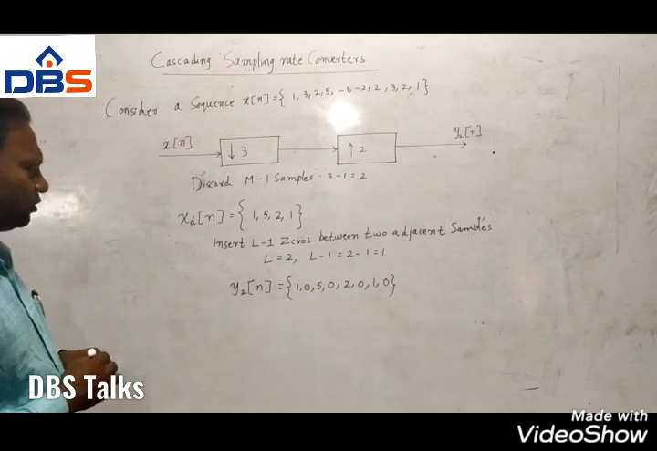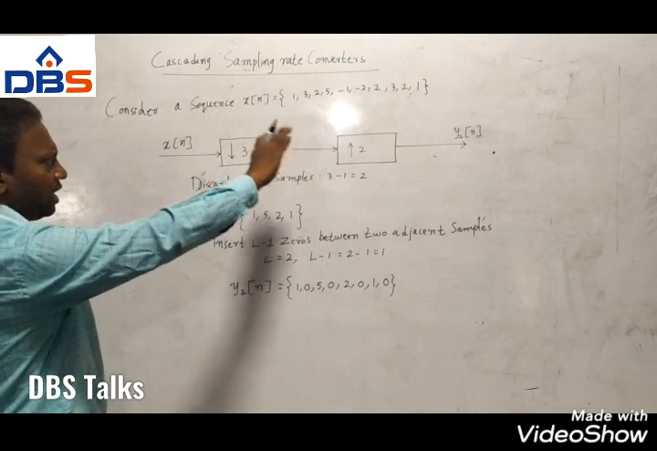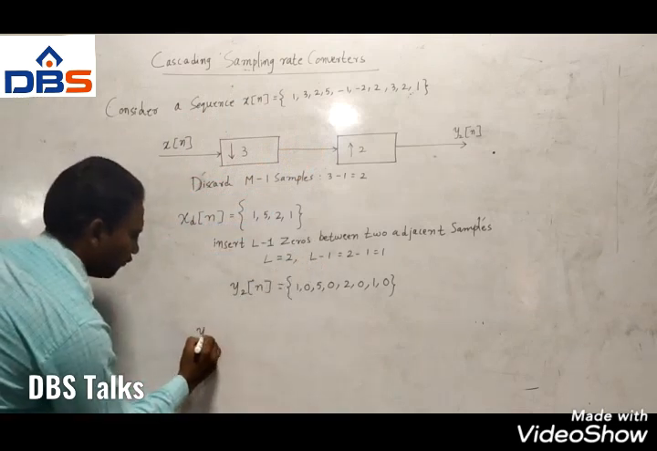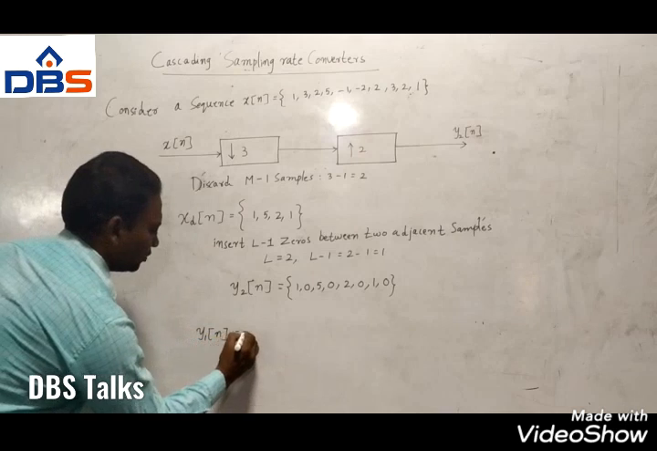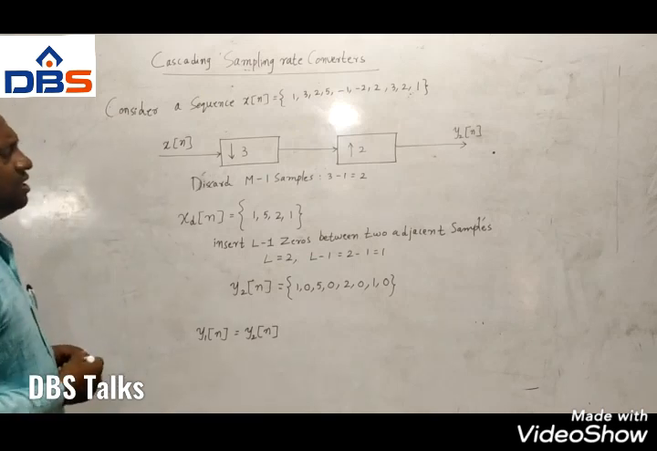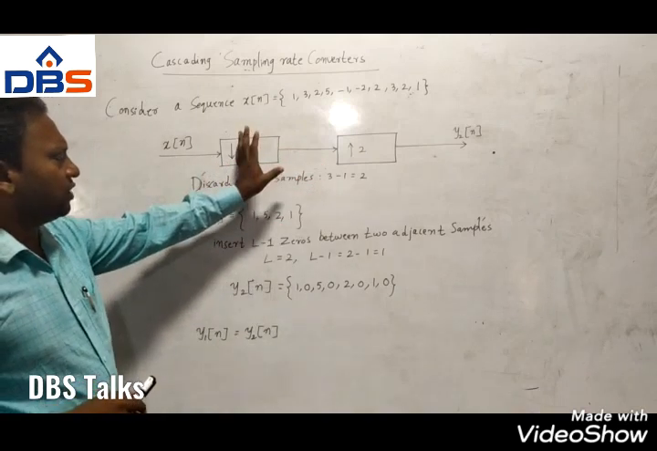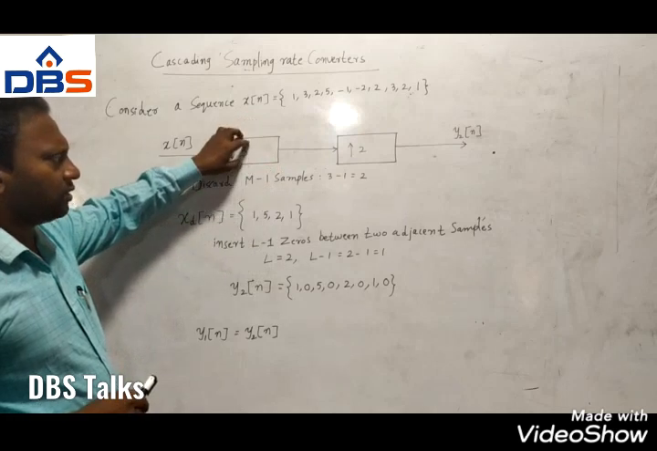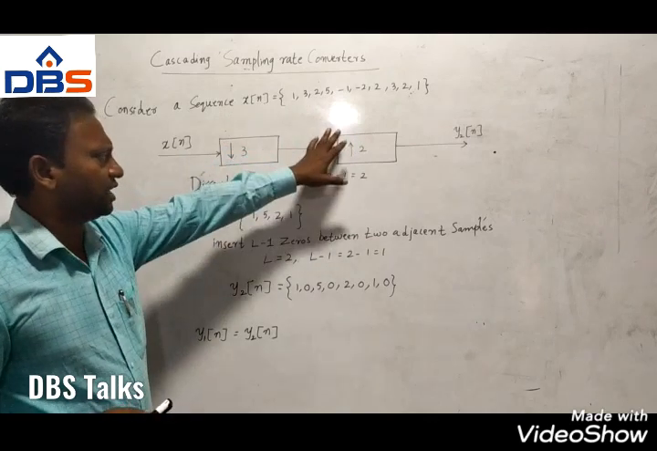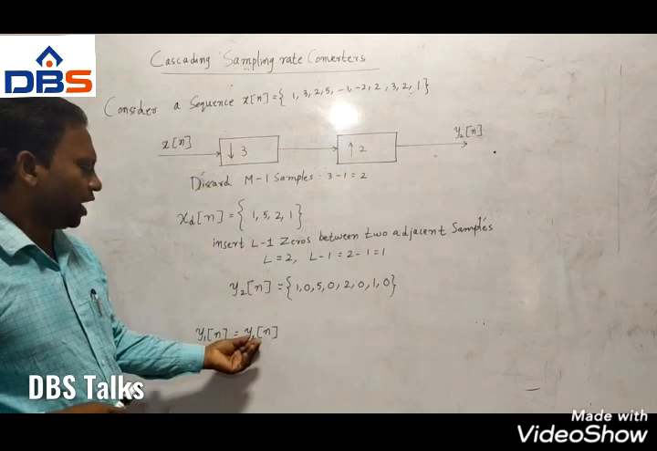Now in the previous case also, whatever we have seen, an upsampler followed by a downsampler, and a downsampler followed by an upsampler, in both the cases you will get the same answer. So y1n is equal to y2n. Okay, this is what to understand. You can interchange the decimator and interpolator. In the previous case, first we had an interpolator, after that a decimator. Now we have a decimator, after that an interpolator. In both the cases you get the same answer.